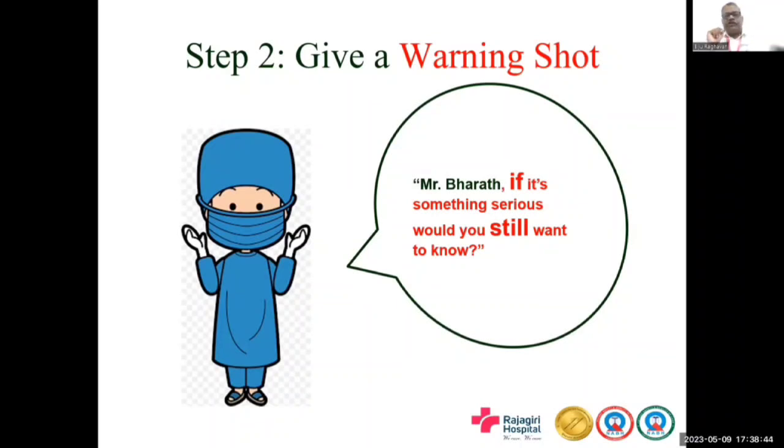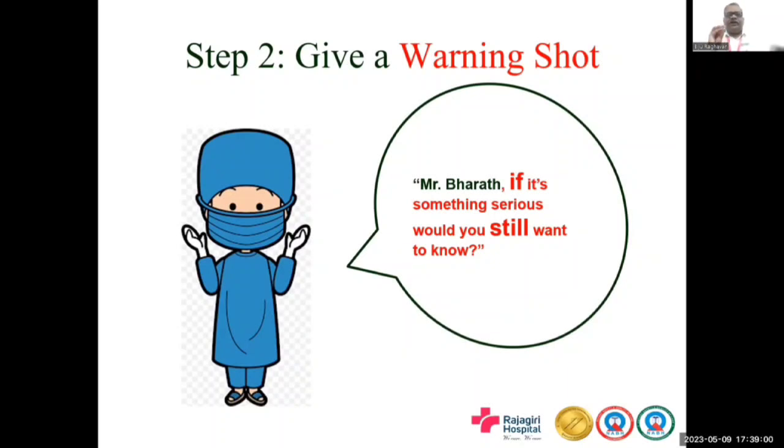And the second thing, it will give an opportunity for the patient to rethink whether he or she really wants to know it or not. Therefore, it is very important in communicating bad news.